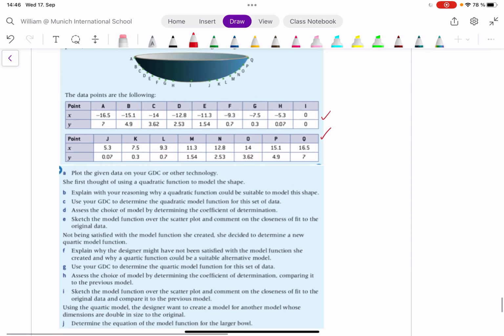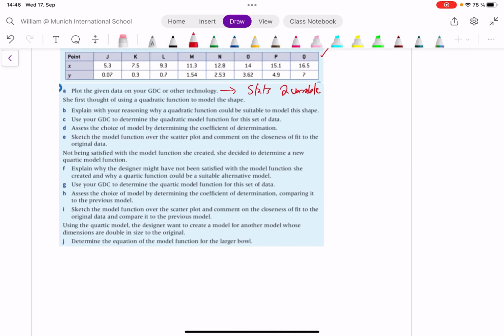So part A says plot the given data in your calculator. So you have to take all of that data and go put it into stats2, right? We're going to put it into the stats2 variable because you have an X and a Y. And so once you've done that, pause the video, go toss those in because you're going to do a lot of calculator manipulation with it.